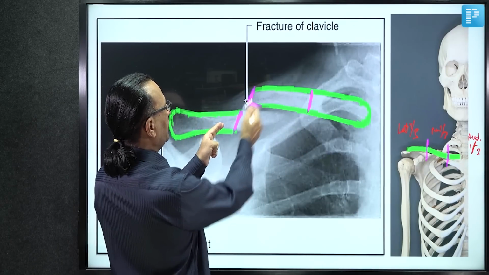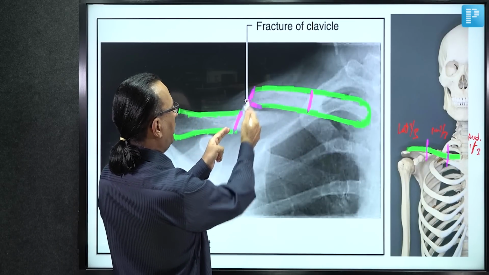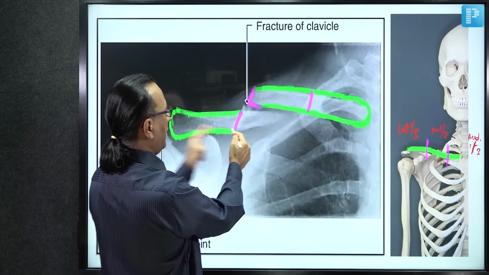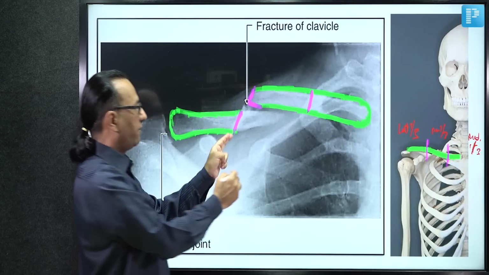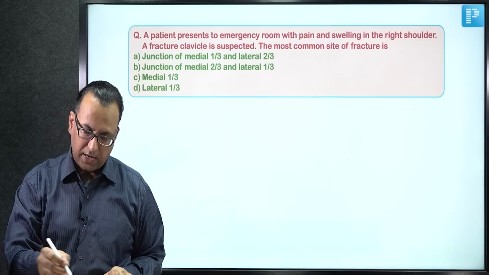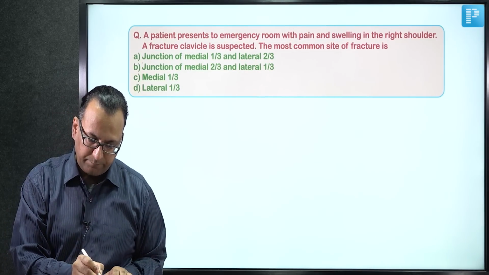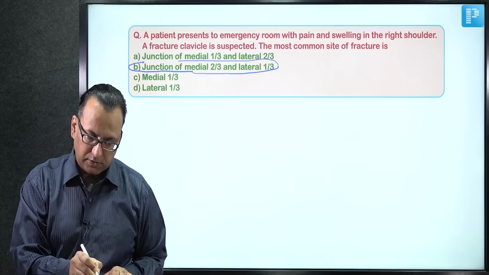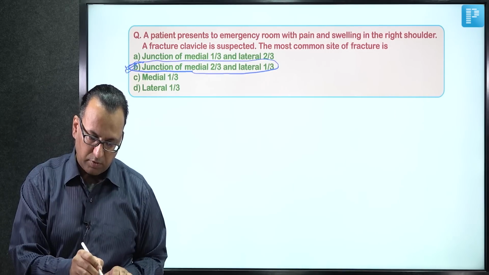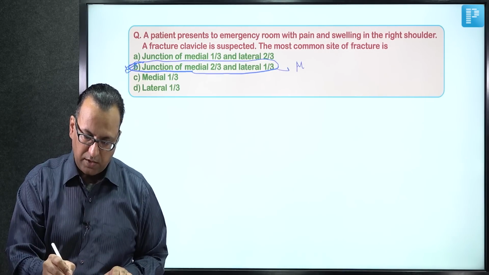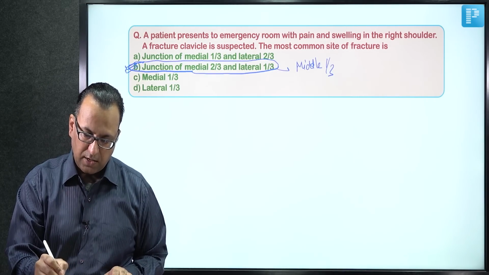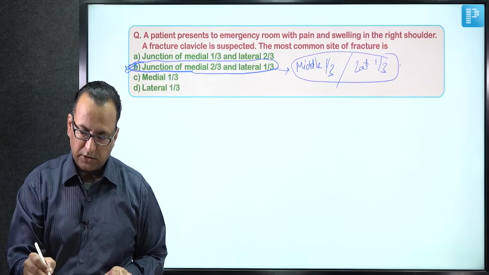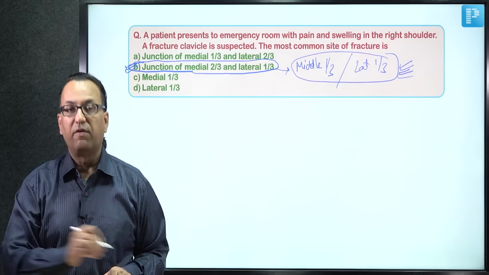But if that option is not available, we can also say fracture commonly occurs at the junction of medial 2/3 of clavicle and lateral 1/3 of clavicle, and that will give answer to our question. So here, as we see, choice number B should be the most appropriate answer. So we'll keep it there. But best is junction of the middle 1/3 and the lateral 1/3 of clavicle. That is the best possible answer if we could find in the given options.